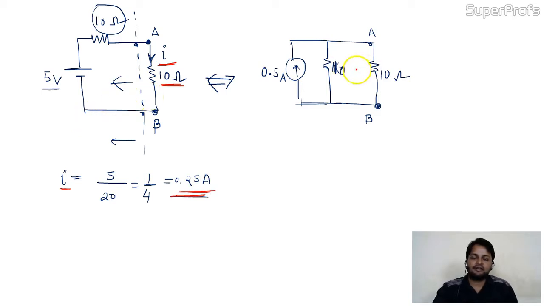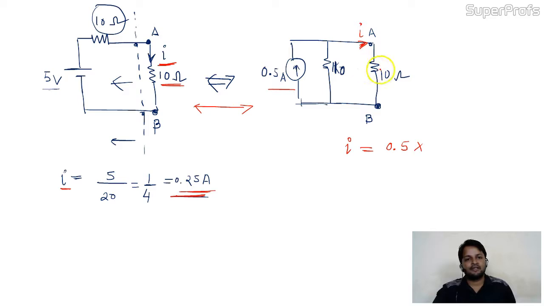Will it be the same in this circuit or not? What we are saying is these two circuits are equivalent circuits. If these two circuits are equivalent, the value of currents will not change. Find out the current in this 10 ohm. Can we apply the current division rule here? Yes, we can apply. So I will be the source current, 0.5.